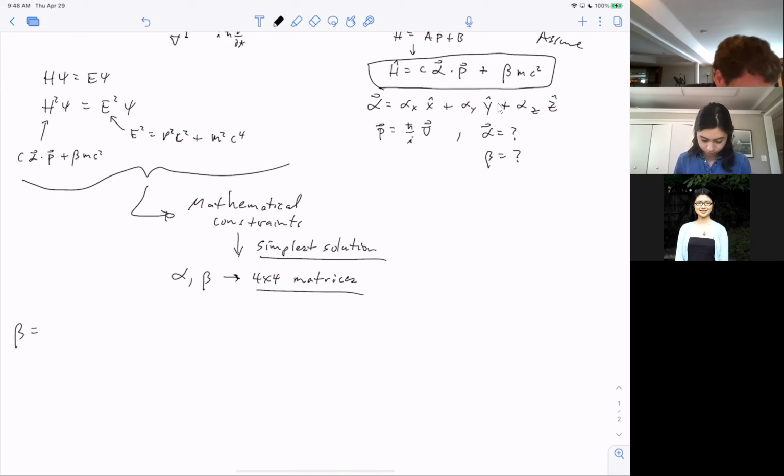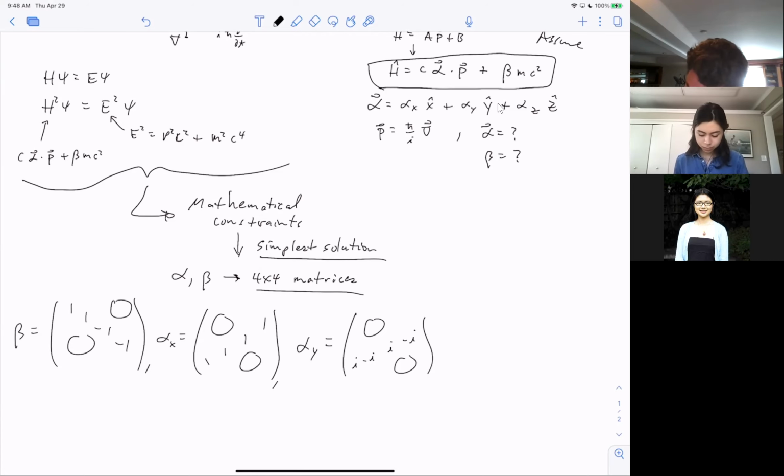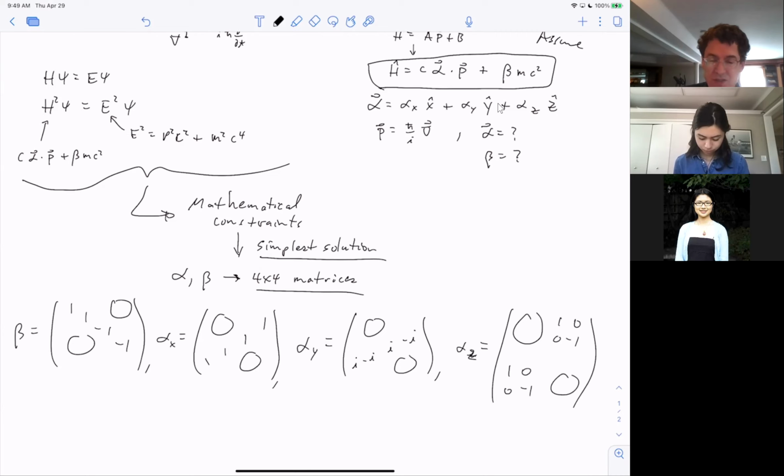He was able to find that beta has to equal 1, 1, minus 1, minus 1, and then zeros everywhere else. Alpha x had to equal 1, 1, 1, 1, and zeros everywhere else. And alpha y had to equal i, minus i, and zeros everywhere else. And alpha z had to equal 0, 1, 0, 0, minus 1, 1, 0, 0, minus 1, 0. All right, so I'm doing shorthand. I just don't want to draw all those zeros. It's just so much writing.